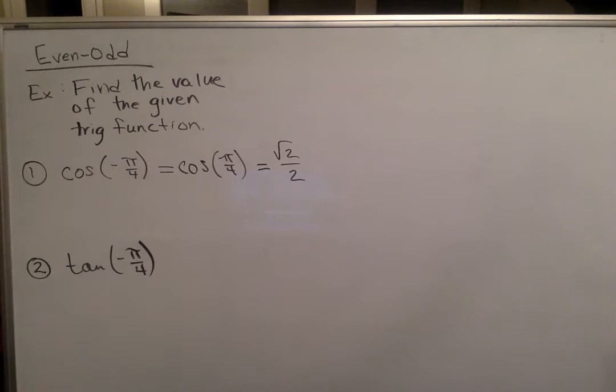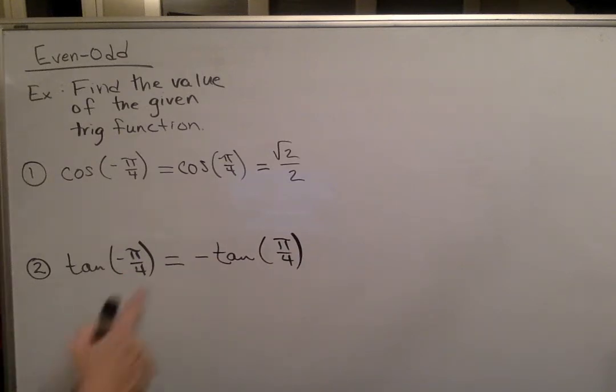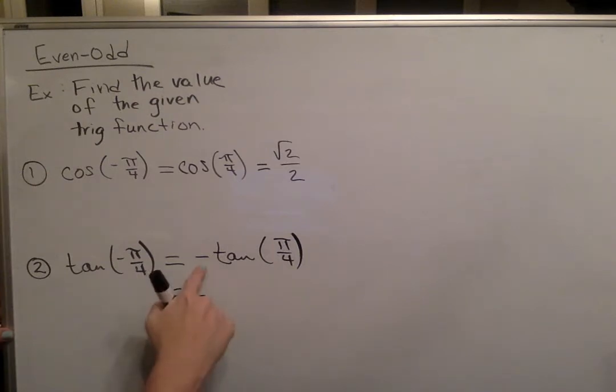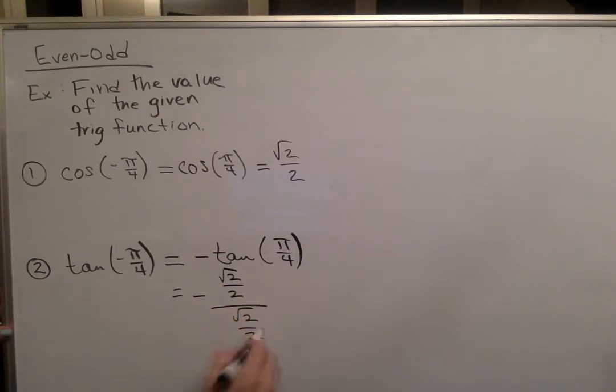Okay, that's our answer. On the next one, the tangent of negative pi over 4, again using one of those even odd properties, says that we can equate that to the opposite of the tangent of positive pi over 4. So again, we could find negative pi over 4 on the unit circle, but if we can use this, it's sometimes a little bit easier. So we have the negative tangent of pi over 4. We know that tangent is the y value divided by the x value, or in this case, negative, don't forget that part, square root of 2 over 2 over the square root of 2 over 2.